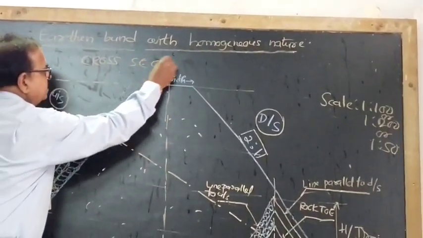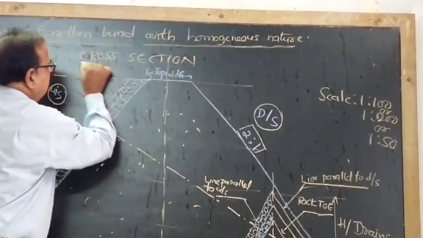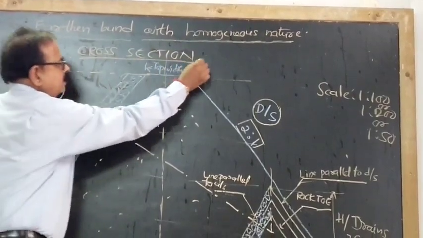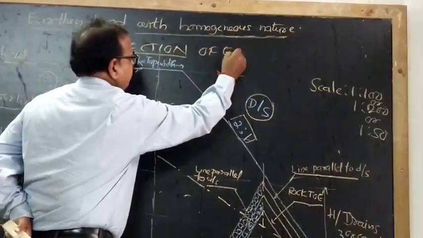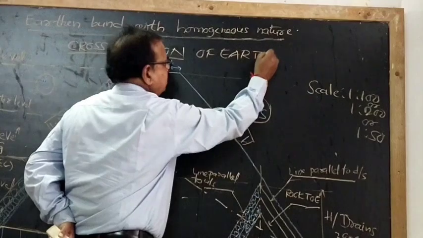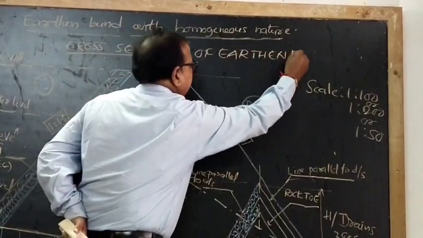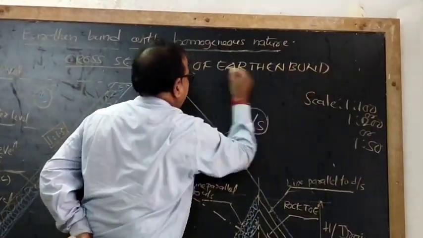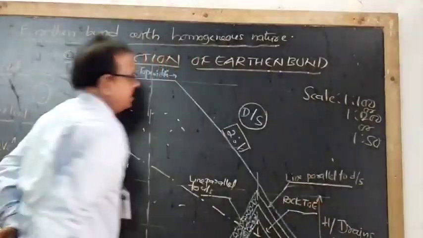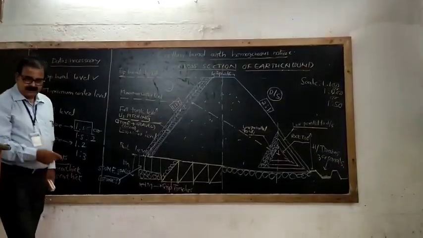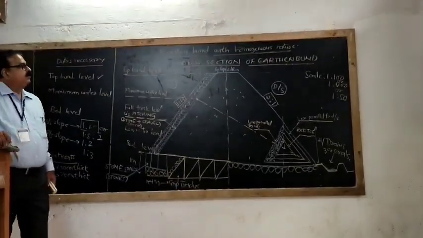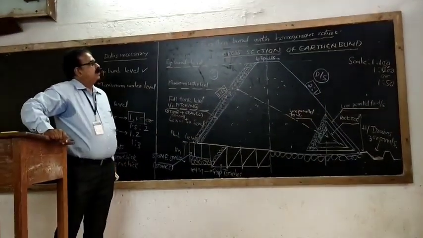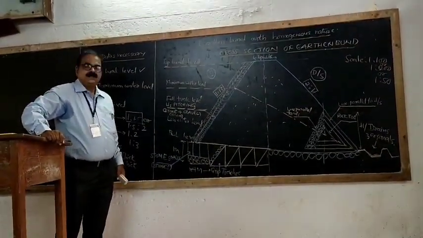Cross section of earthen bund, which should normally be in capital letters, and that completes one drawing, which is known as cross section of earthen bund in homogeneous nature.